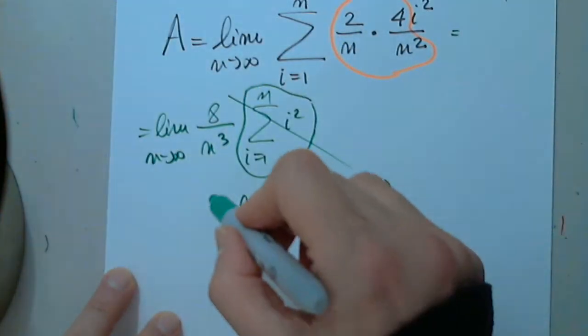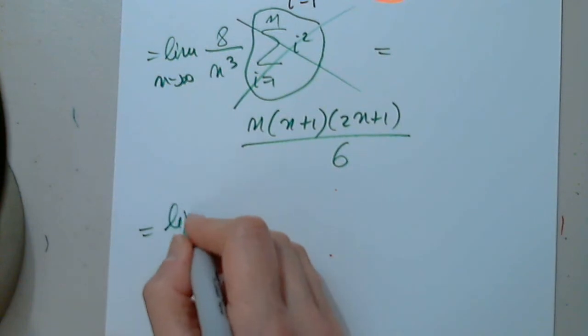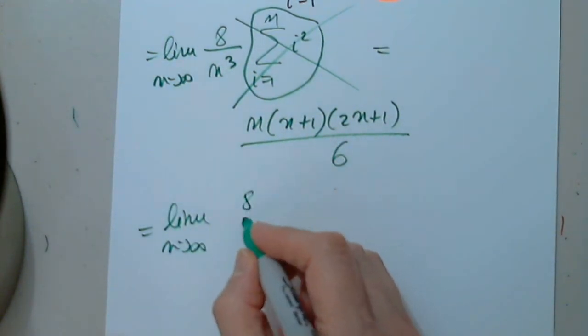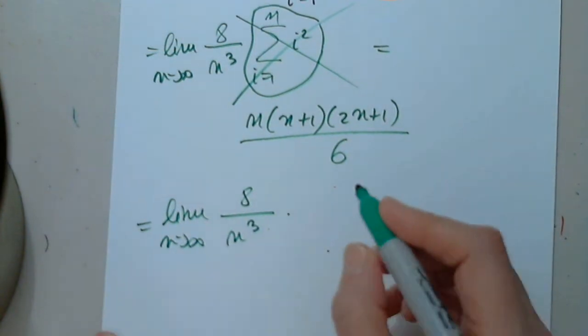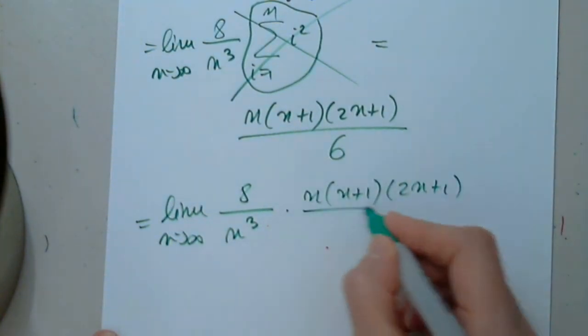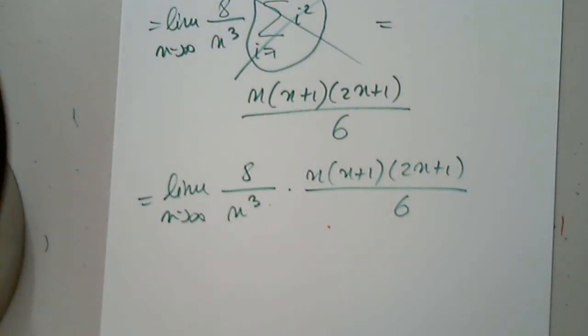So it's done. Gone. So this is the limit as n approaches infinity of 8 over n cubed times n plus 1, 2n plus 1 divided by 6. And we have tools for this. We have L'Hopital's rule, we have simplification, we have who knows.